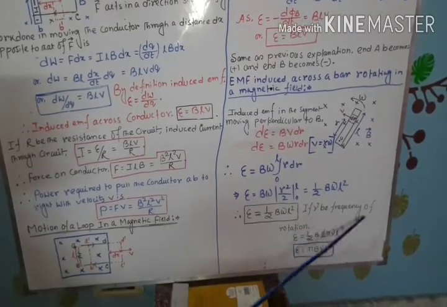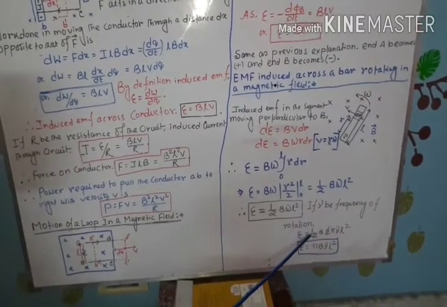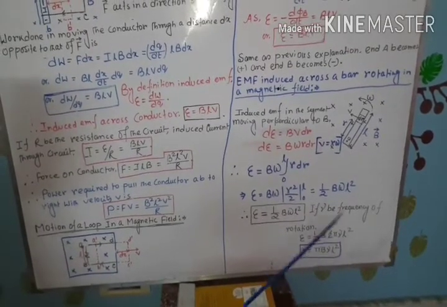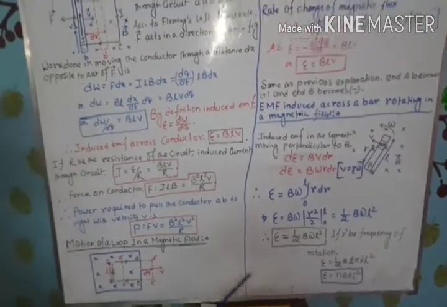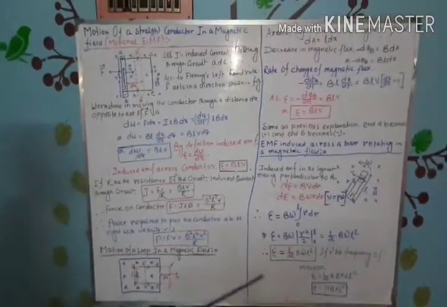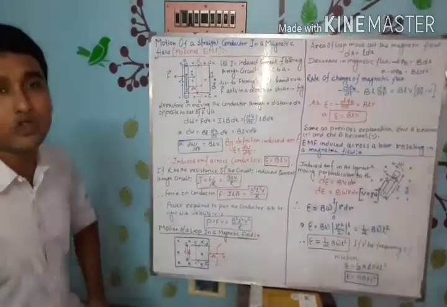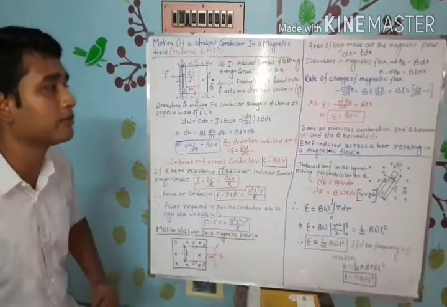Now in terms of frequency nu, the induced EMF becomes E equal to half B omega, meaning 2 pi nu, L square. The 2 cancels, so E equal to pi B nu L square. Now students, read all this portion very carefully. This is a very important portion of the chapter Electromagnetic Induction. Lots of numericals come in your question paper from this portion.